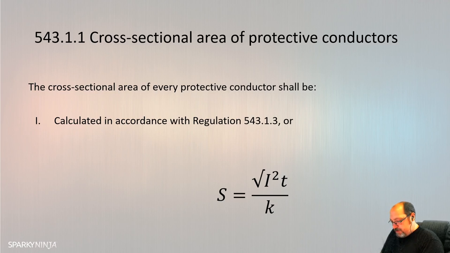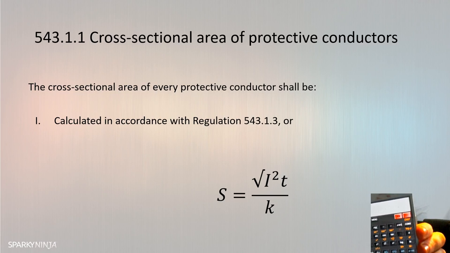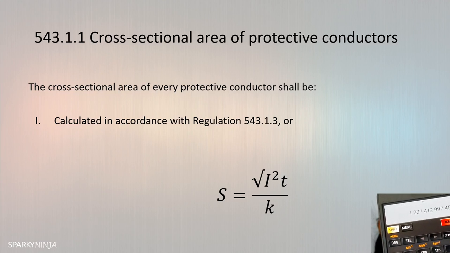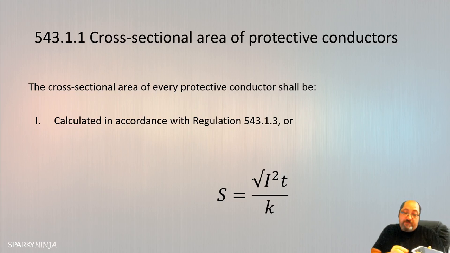So 450 squared times 0.1 equals, square root, over 115. Okay. There we go. 1.237. So I'd round that up to a cable size. That's 1.5 mil. I require 1.5 mil as a minimum required protective conductor.